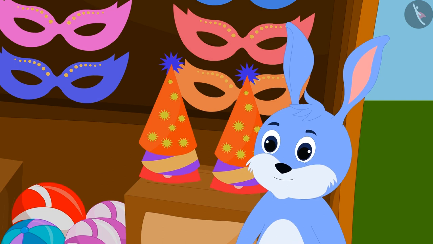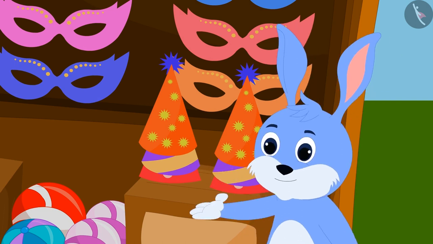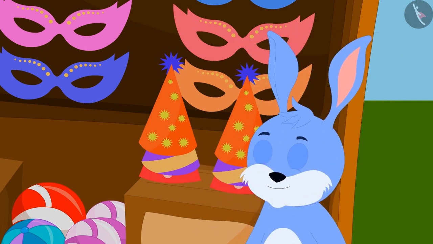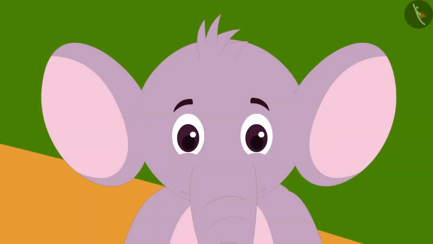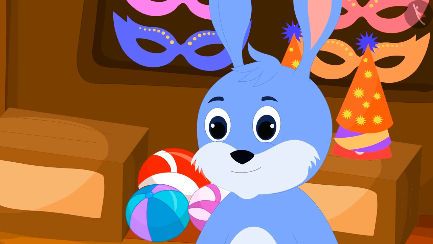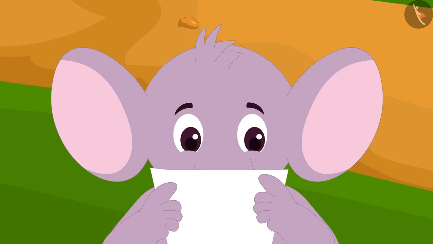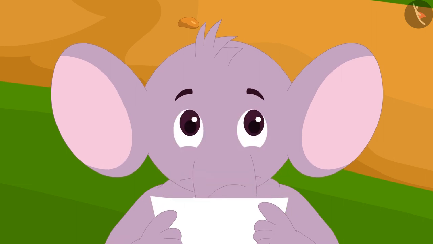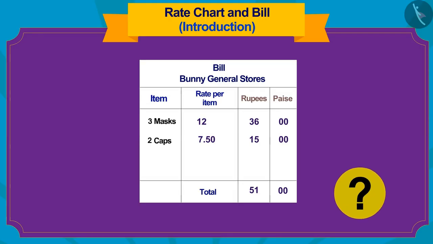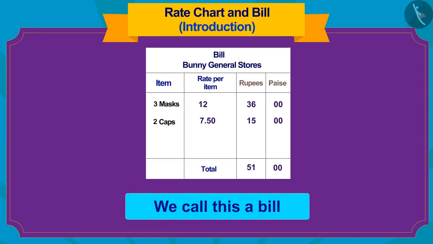Bunny asks Appu if he wants to buy any other item, to which Appu says no. Bunny immediately wrote something on a slip and hands it over to Appu. After looking at the slip, Appu could not understand anything. Children, have you ever seen a similar slip before? We call it a bill.